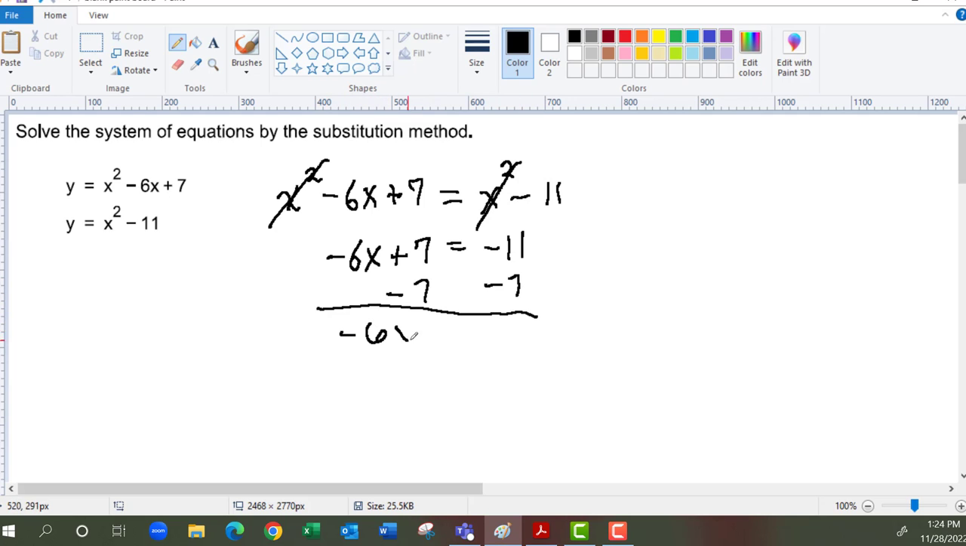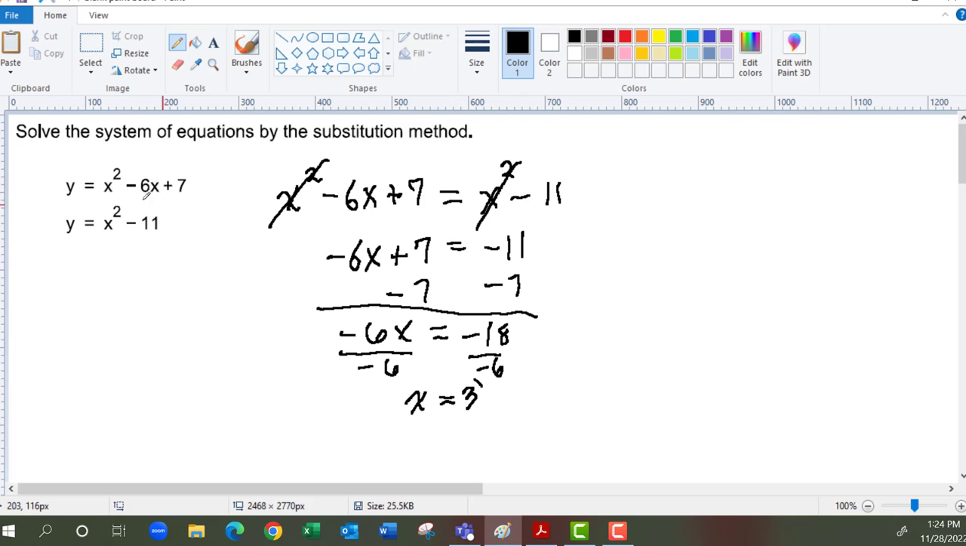Negative 6x equals negative 18. Divide by negative 6. x equals 3. Now, when you're solving a system that involves an x and a y, you have to remember that this is just part of the solution, that we're looking for the points where these two curves intersect.